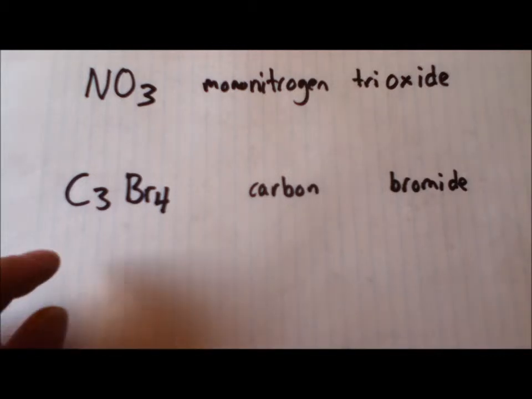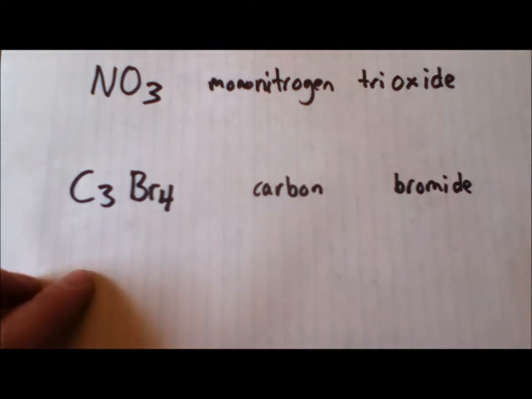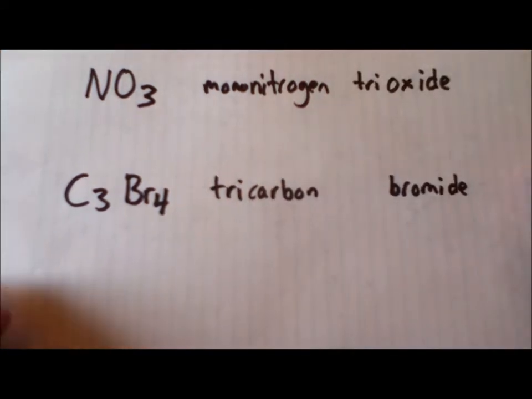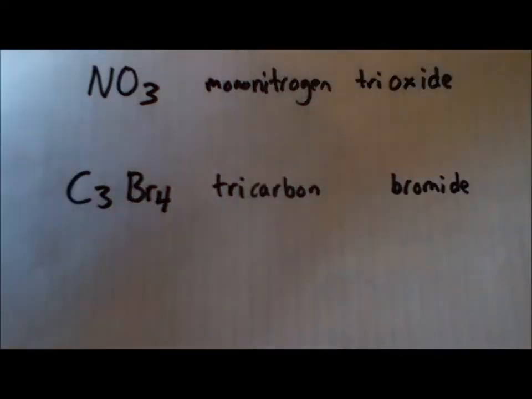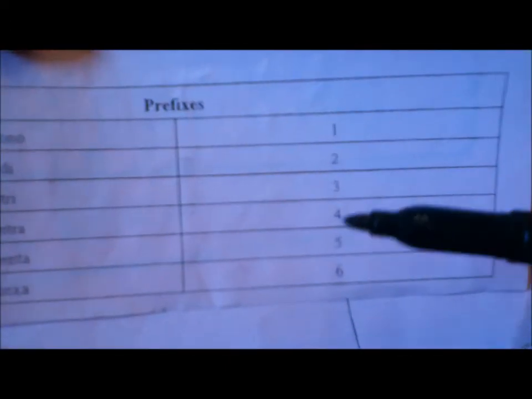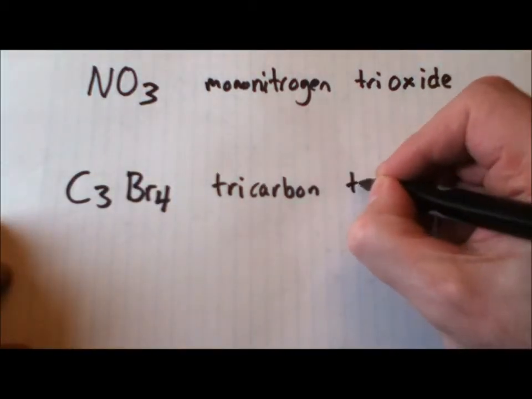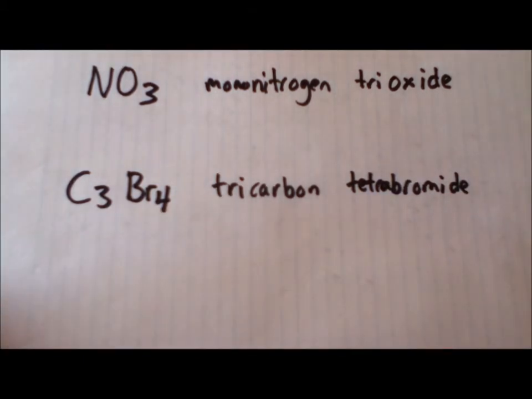Alright, we're back. Do the same process. 3, like we did up here, is tri. And again, you get that from the back of the periodic table. And then 4, well, what's that? Again, the back of the periodic table is where you want to look. 4 is tetra. So we write that at the beginning. Make sure we've ended the last name in IDE. And now we have tricarbon tetrabromide.